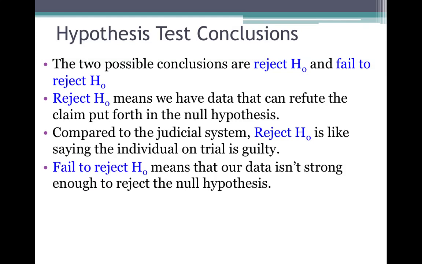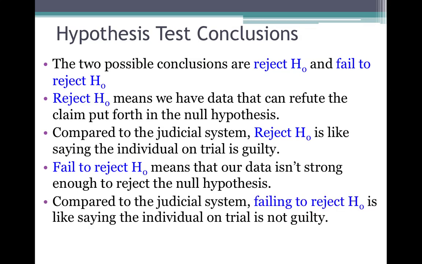Failing to reject H0, the other type of conclusion, means that our data isn't strong enough to reject the null hypothesis. Comparing this to the judicial system, failing to reject H0 is like saying the individual on trial is not guilty. So it means that our sample evidence isn't strong enough to reject what the null hypothesis stated.